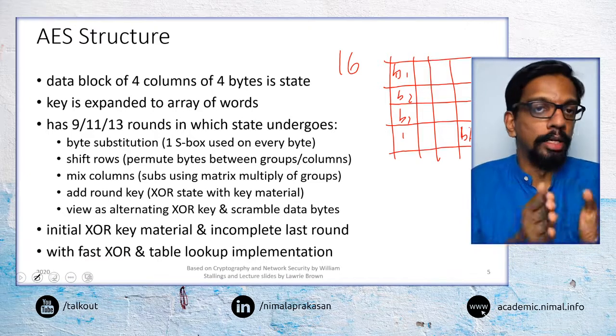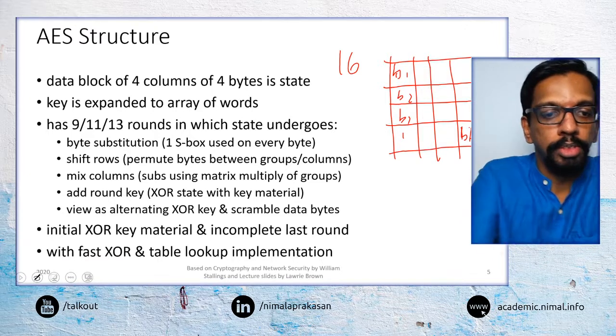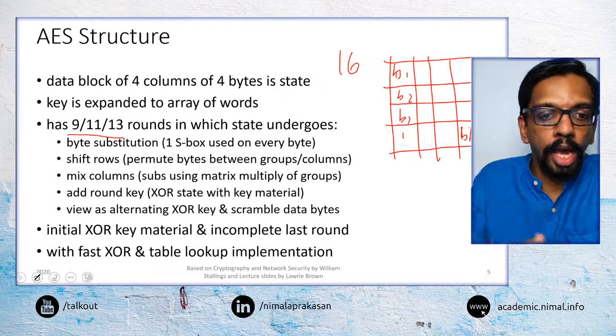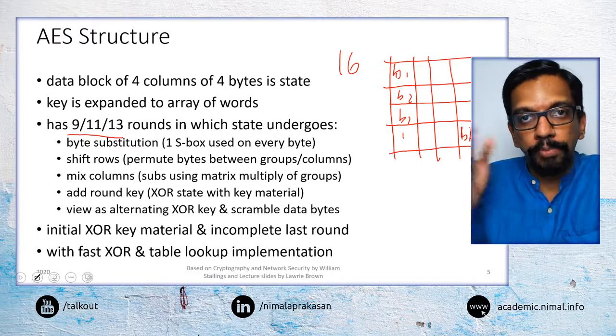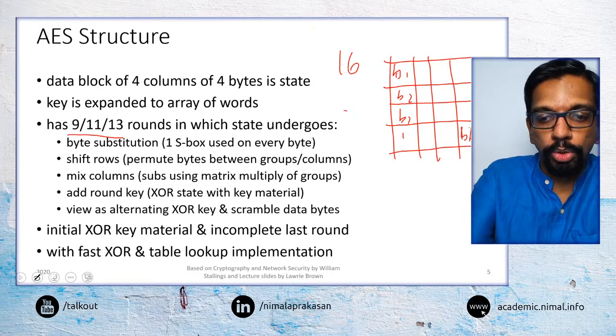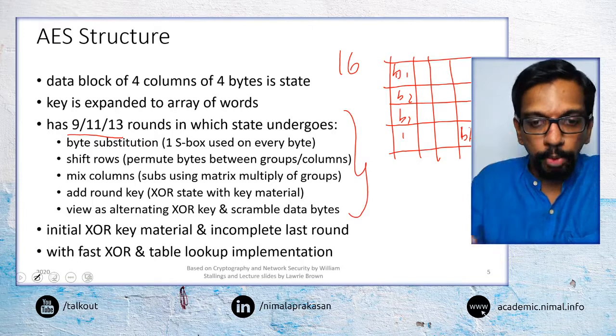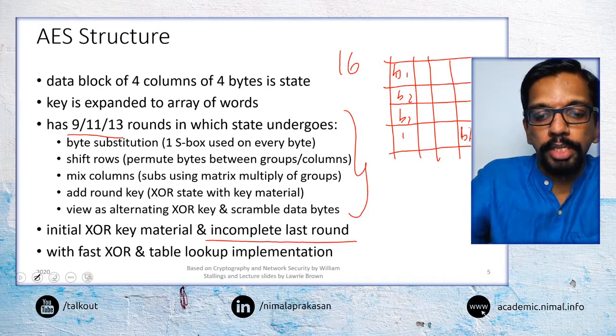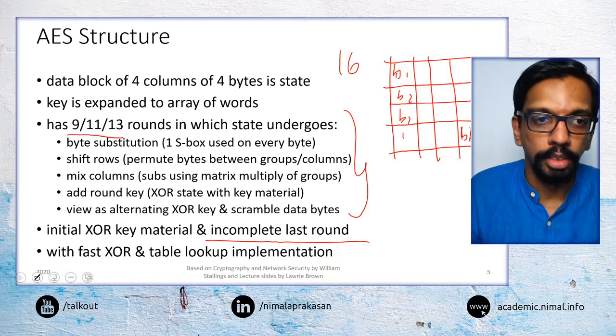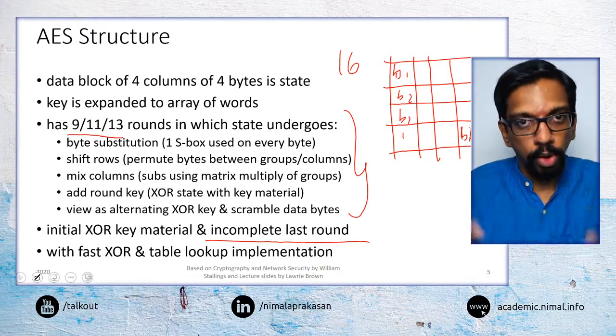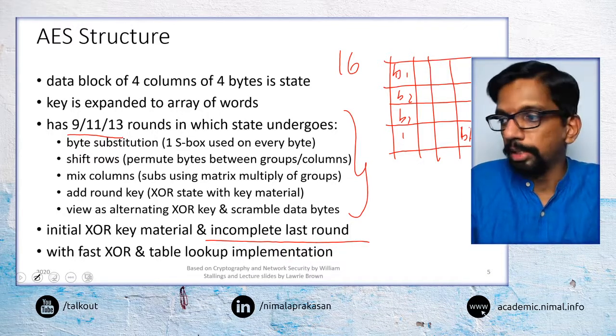And of those 10, 12, or 14 rounds, the first 9, 11, or 13 rounds, except for the last round, will go through a similar process, and the last round will be slightly different from the other rounds. So that is the broader overall AES structure.